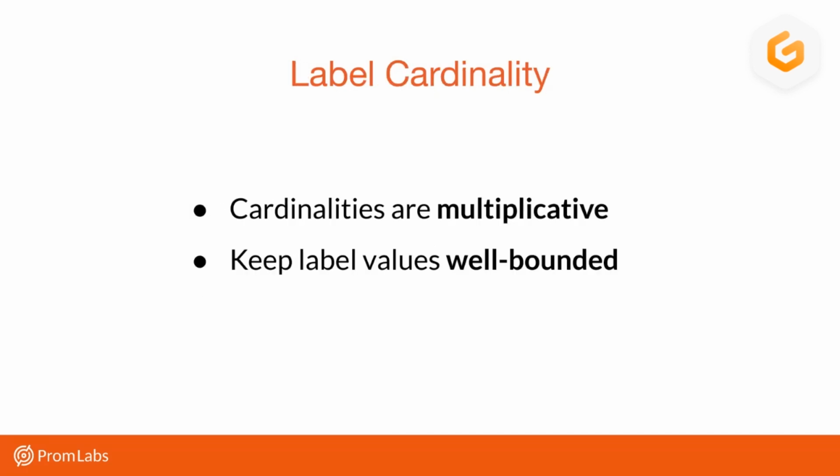And then you just need to be aware of this fact, right? These different cardinalities. Cardinality means just how many different values you have per label. They multiply together between the different labels on a given metric, right? The 4 methods times 1 million users kind of thing. So you have to multiply all these together, and you want to keep all those label values somehow well bounded. You should have some idea at least of how many different values roughly a label can take.